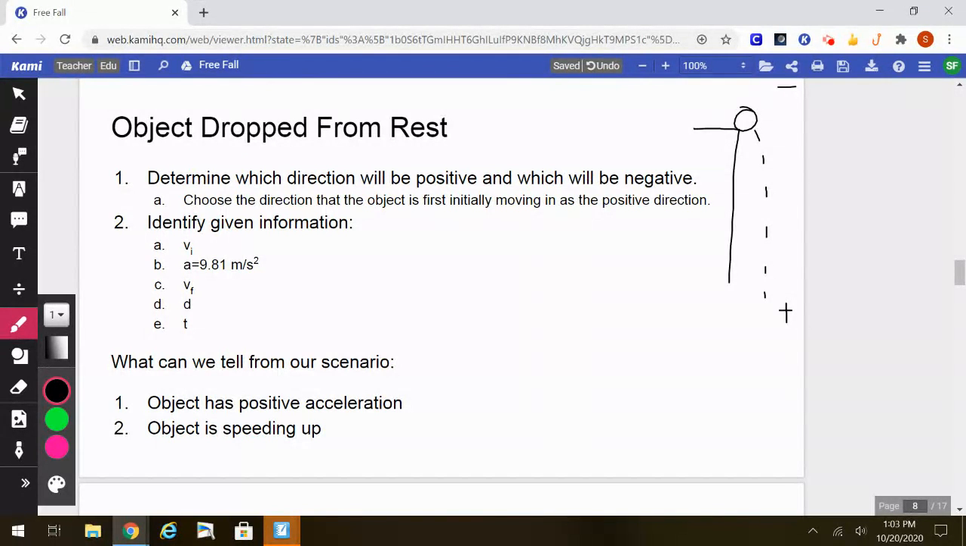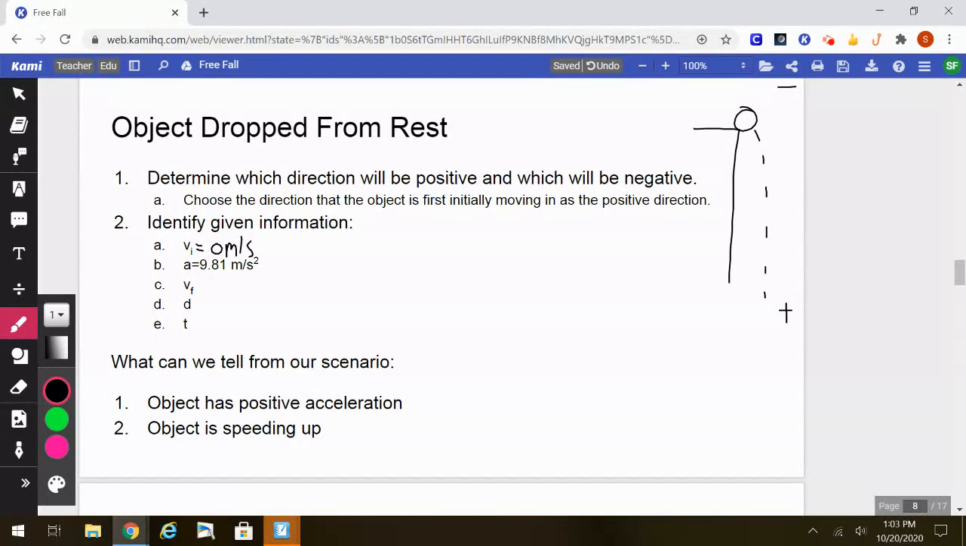Well, because we're talking about free fall, we know that A is 9.81, right? We know that our velocity will then be 0 meters per second. And you may have to solve for VF, D, and T.